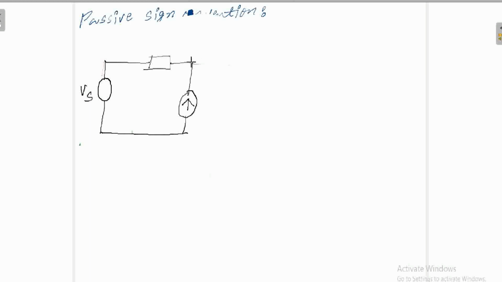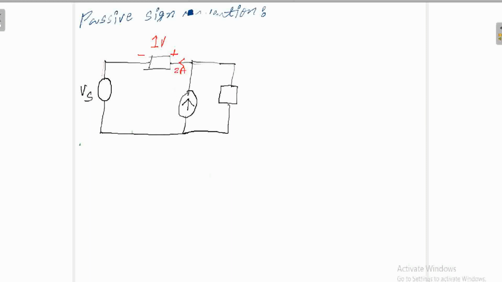Here you have one more element. And the voltage is 1 volt, and the polarity they have given is minus plus, and the current direction is 2 amps.